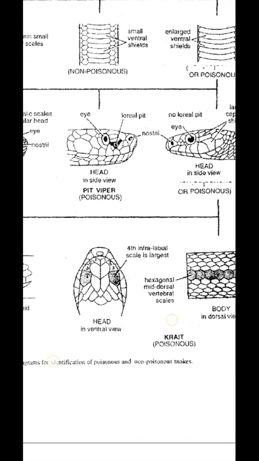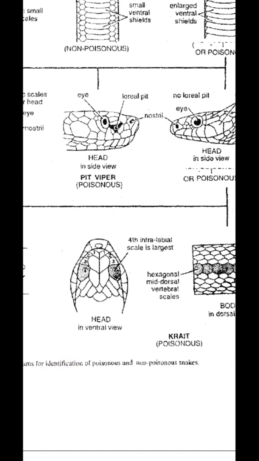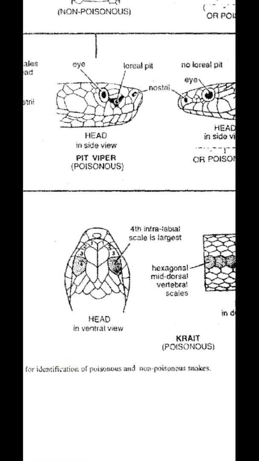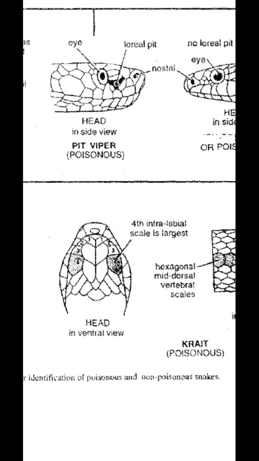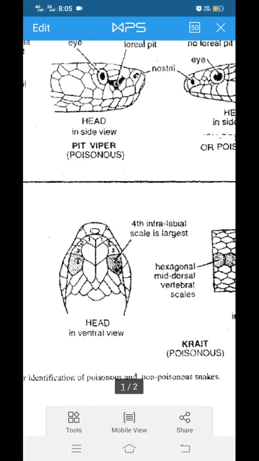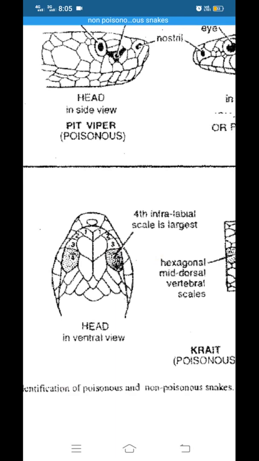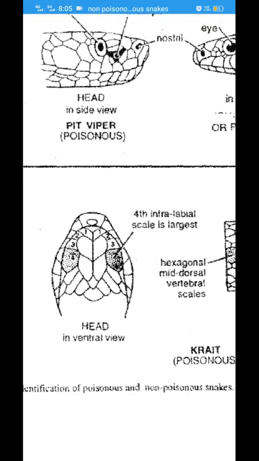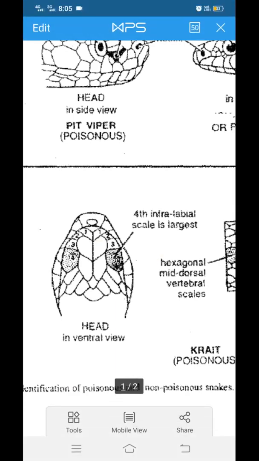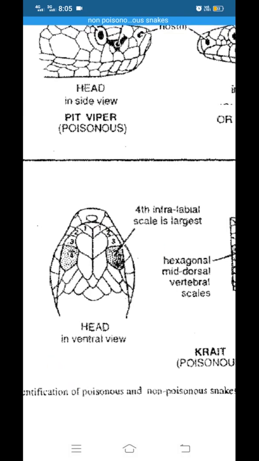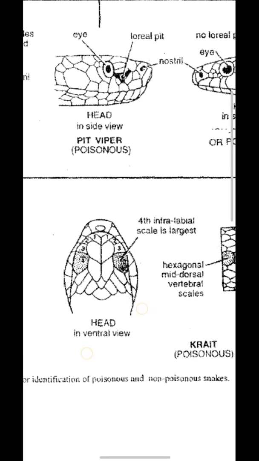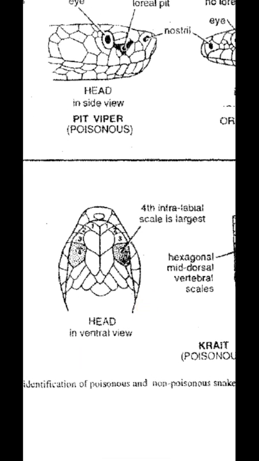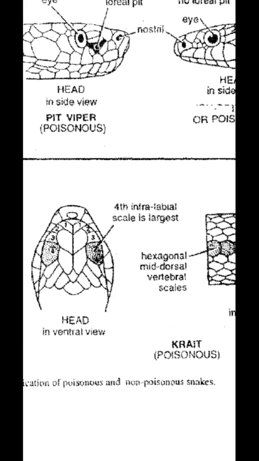In a second case, you can see here the head is shown in ventral view to show the infralabial, that is the scales present in the lower jaw. Again numbering is given 1, 2, 3 and 4. If this fourth infralabial scale at the lower jaw is the largest, as you can see here, first, second, third are small but the fourth one is the largest, then again this is the case of a poisonous snake. You can find this arrangement in the case of krait.